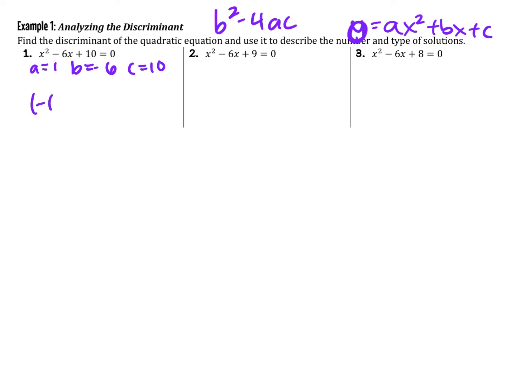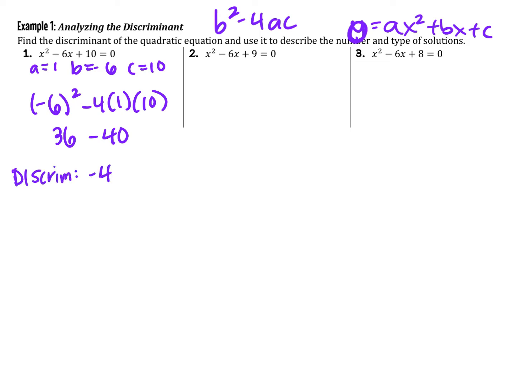So b squared in this case would be negative 6 squared minus 4 times a times c. So 4 times 1 times 10. Negative 6 squared is 36. 4 times 1 times 10 is 40. So the value of the discriminant is going to be negative 4. And if the discriminant is negative, that means we're going to take the square root of negative 4, which is going to give us plus or minus 2i. So we have 2 imaginary solutions.